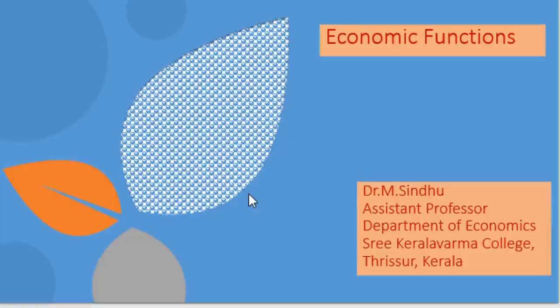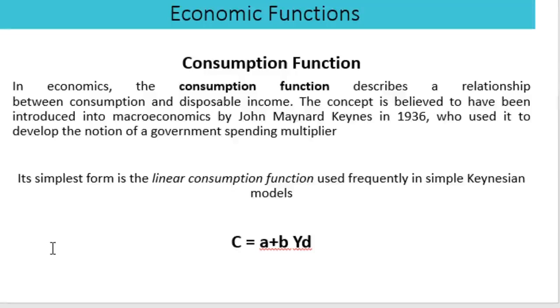The second important concept that we are going to discuss in this class is the consumption function. In economics, the consumption function describes the relationship between consumption and disposable income. It was introduced by J.M. Keynes in 1936, and he used this concept to develop the government spending multiplier.